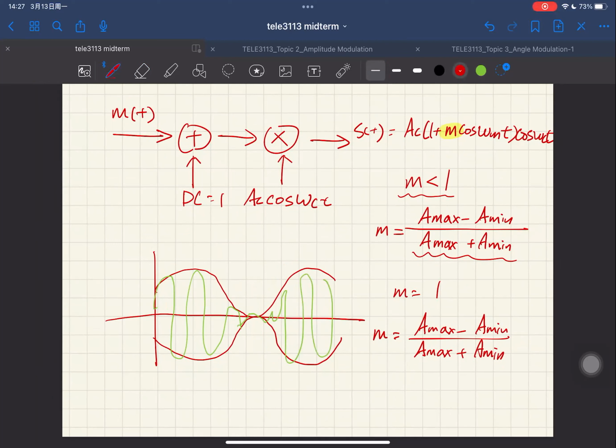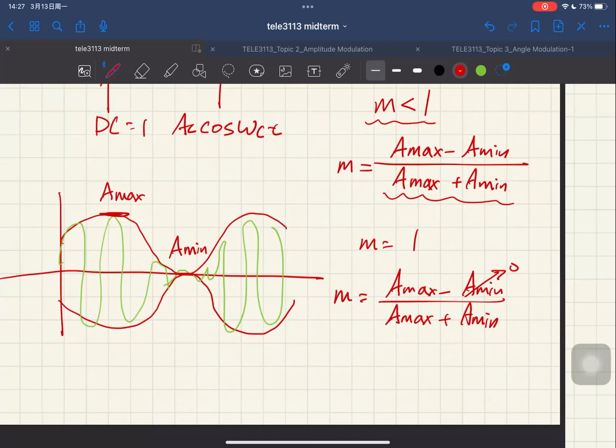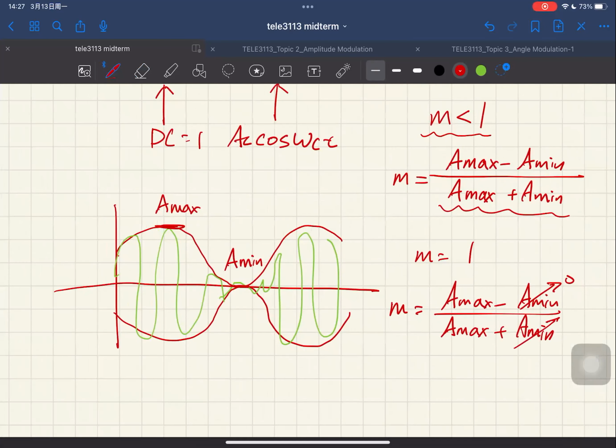So in this case, this is your A max, right? And your A minimum tends to be zero. When you look at your denominator here, your A minimum also tends to zero, which in this case means your M is only A max over A max, which essentially equals one.